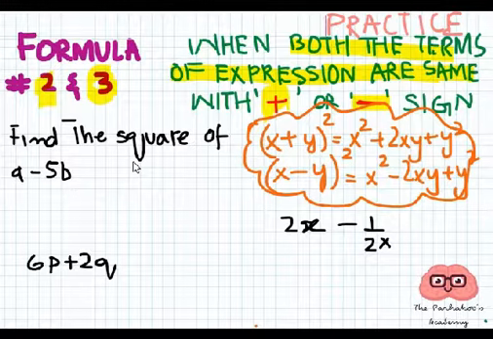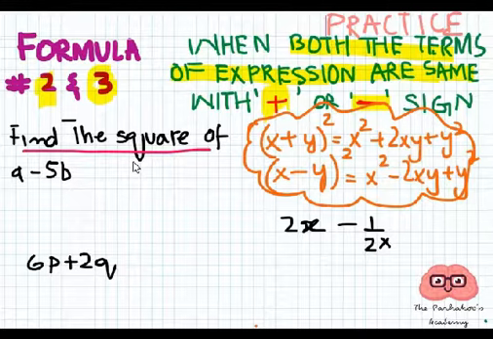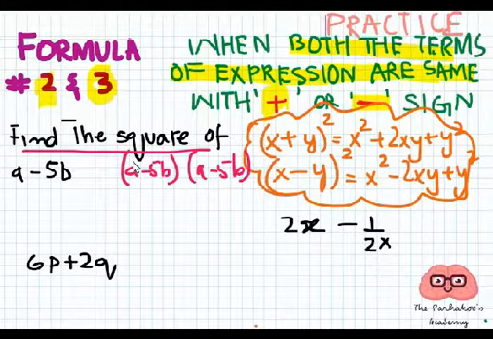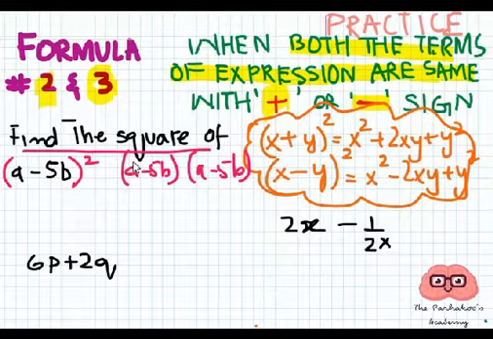So let's do more practice. This time we have to find out the square of it. That means a minus 5b, and we need to find out the square of it. So square of a minus 5b is basically a minus 5b into a minus 5b, or you can rewrite it as whole square. This is how we have to do the same thing, but this time the words are a little bit different, so it shouldn't be confusing you.